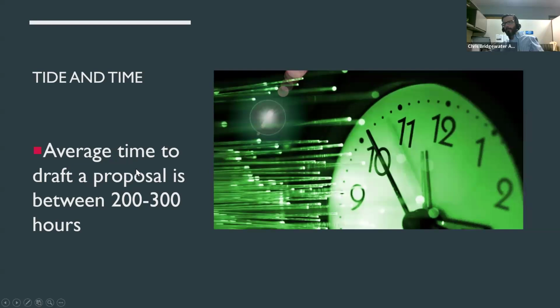Yeah. So the average time to draft a proposal, you'd say between 200 and 300 hours. It depends on the size of the proposal, the volume, and how much money and time you expect the project to take. For a phase 1 proposal, if it's you and 2 or 3 other people and it's your first one, I'd say give yourself at least a good healthy 3 weeks to work on that.